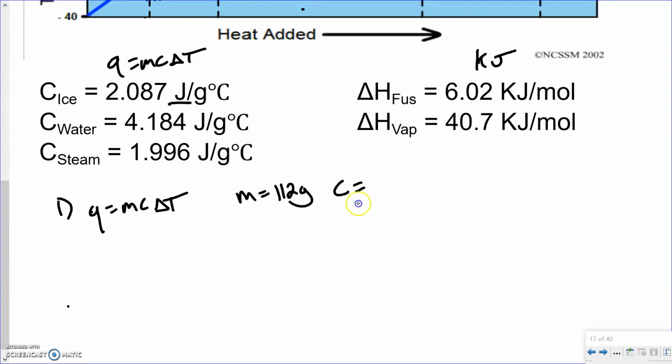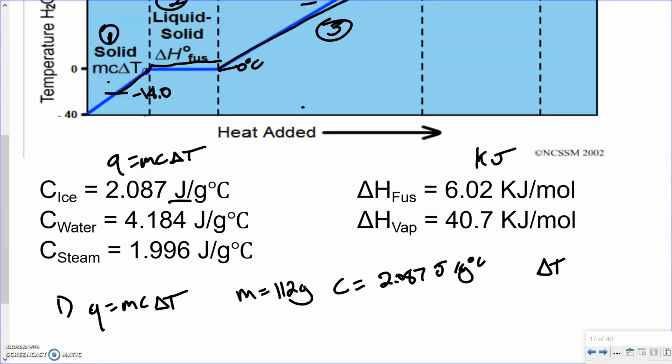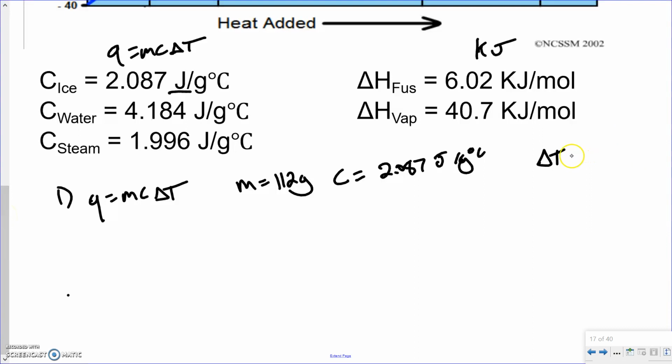We have specific heat capacity of ice is 2.087 joules per gram degree Celsius. And our change in temperature here is negative 18 to 0. So we're only going from one spot to that first change in direction. So negative 18 to 0 is going to be a change in temperature of 18 degrees Celsius. And we find change in temperature, by the way, as temperature final minus temperature initial. It's always final minus initial. So final is 0 minus negative 18, which is where I'm getting a positive 18 change in temperature, just so you have that basic idea.